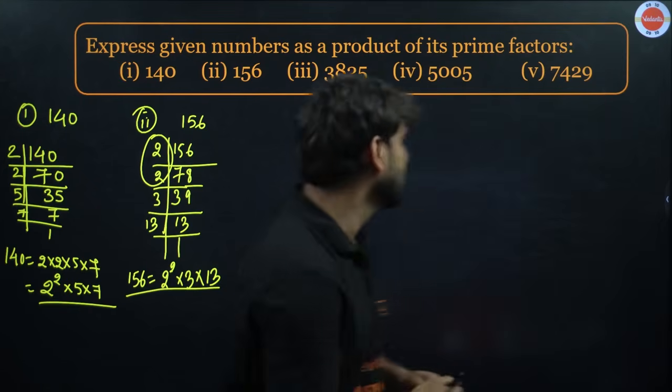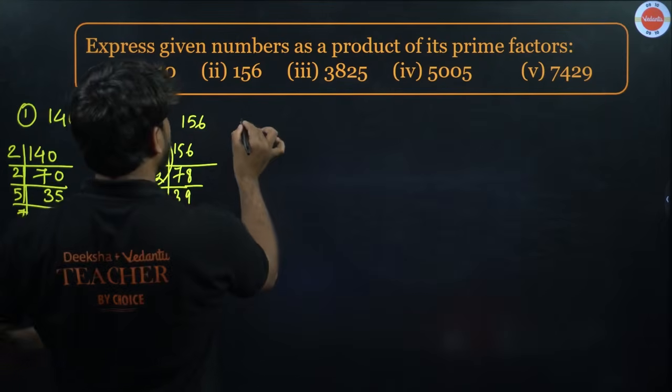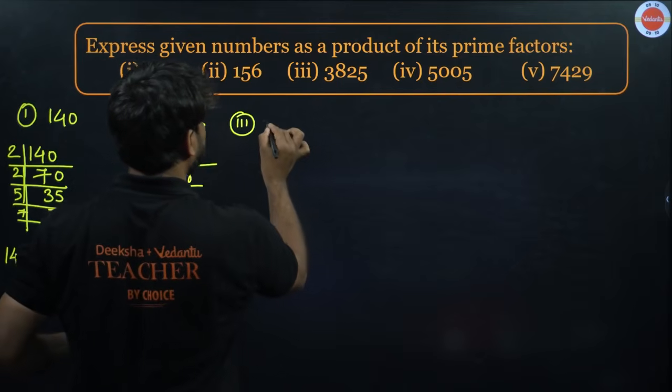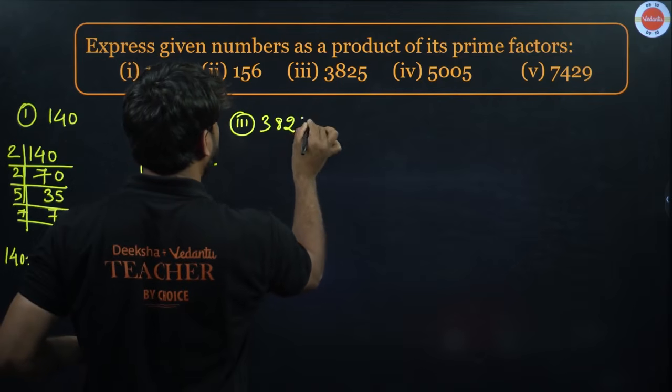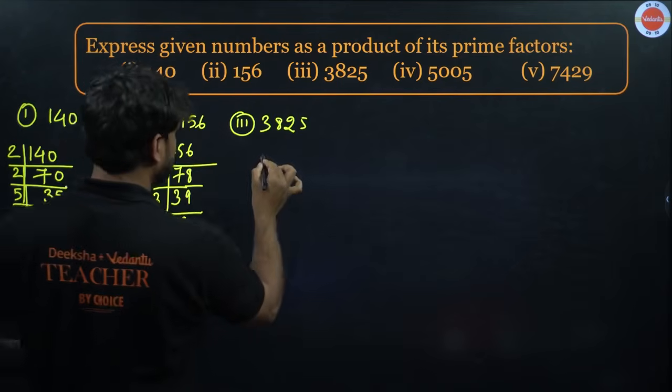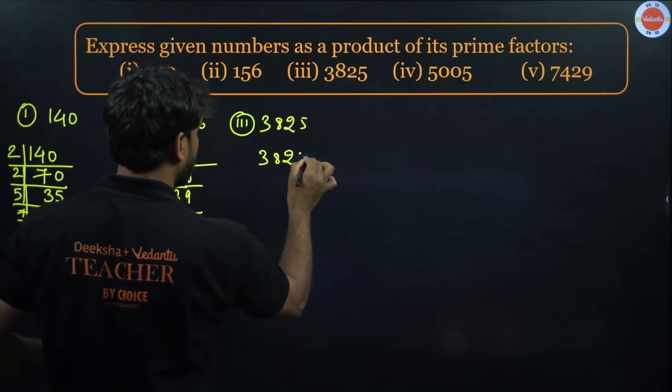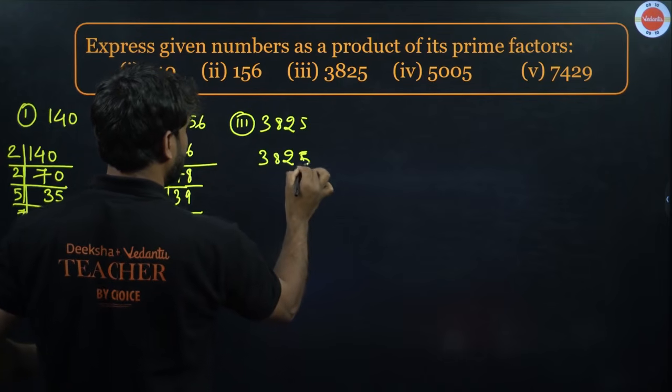So let's check it once. So third is 3825. So my dear champion, by taking LCM, let's check how many prime factors this number has.